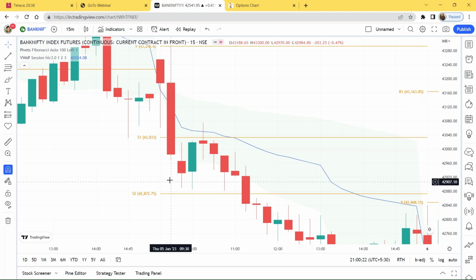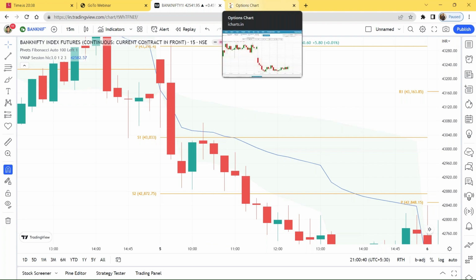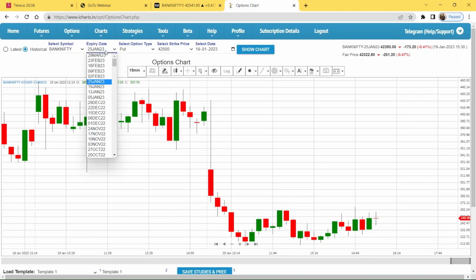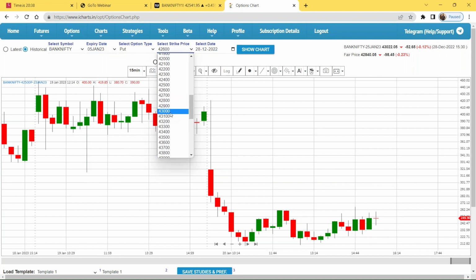43,000 is above this level, so we will take the put of 42,900. Now let me show you. This is the second candle, that is 9:30. So we'll go to the options chart. The date is 5th January. We'll select the 5th January expiry put, and it would be 42,900.